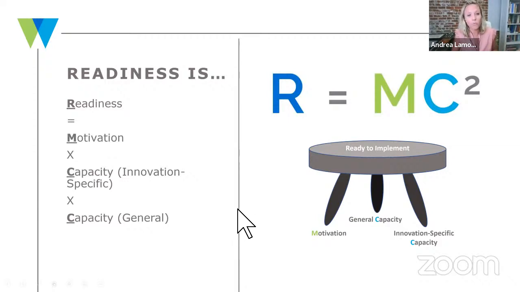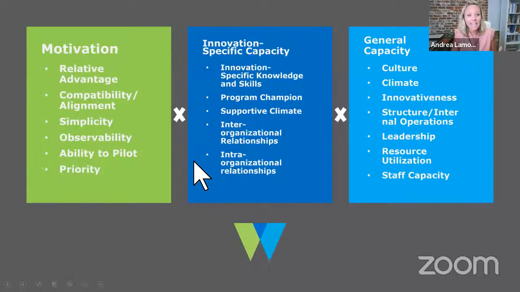And this is the spirit in which we target implementation in ISAAC. How can we take these buckets, motivation, which is comprised of these different subcomponents, innovation specific capacities, which is comprised of these different constructs, and general capacities, which is comprised of these different constructs, in order to build readiness? So it's not the sense that you're either ready or not, but rather in which specific areas might your readiness be affected, and how can we build that readiness over time?